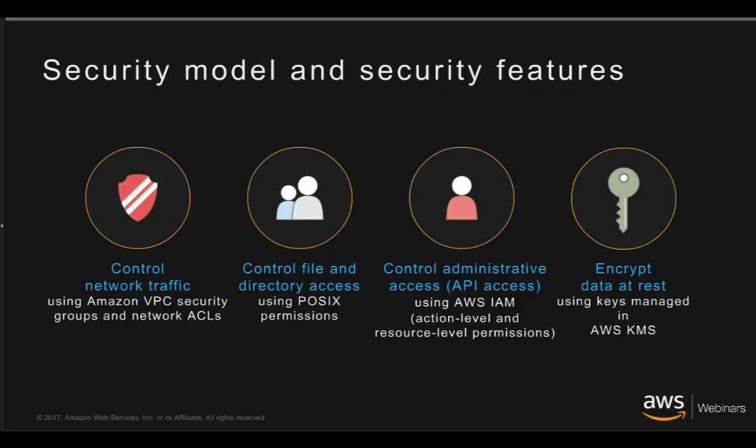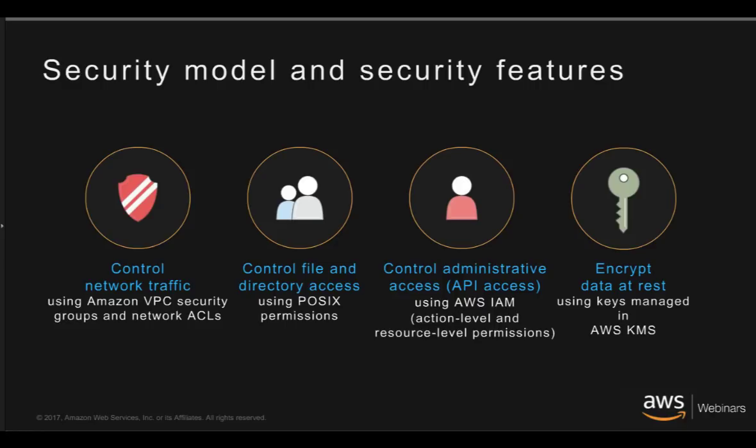In terms of the security model, EFS actually offers security at various levels. So let's start at the network level. At the network traffic level, EFS actually allows you to control exactly what traffic is allowed to go through in terms of your Amazon VPC security groups and network access control lists. So by using configurations related to Amazon VPC security groups and network ACLs, you can actually control exactly what EC2 instances are able to talk to your EFS file systems and which ones should not be able to.